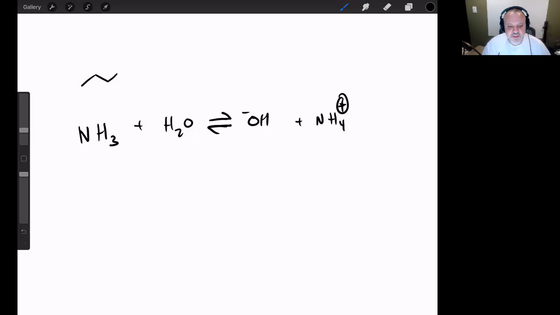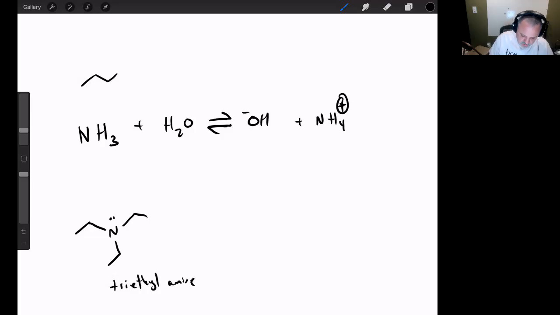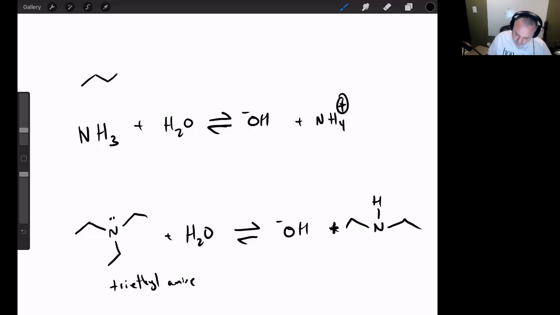And so let's see, what's the pKa of something like this? 1, 2 carbons, 1, 2 carbons, 1, 2 carbons. This one is triethylamine. And if we see triethylamine, we mix it with water, we can get some OH minus, and we get some of this positively charged nitrogen group.